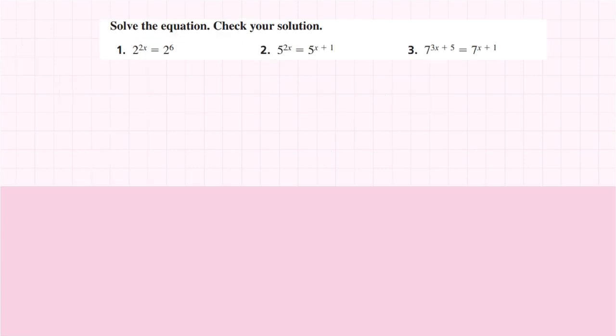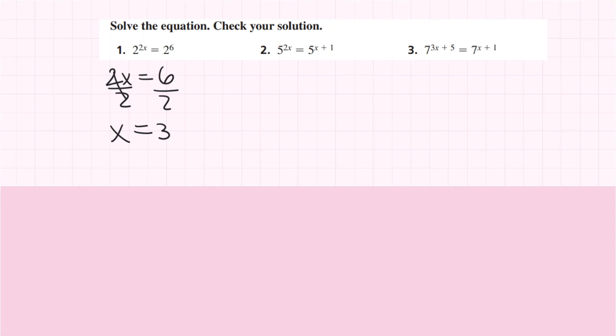Now let's solve some practices. If we see here, remember, when we have the same base, that's the first thing you need to see. You have the same base, we're able to equate automatically our exponents. In this case, our base is 2. So we're going to have 2x equals 6, divide by 2, and we solve that our x equals 3.